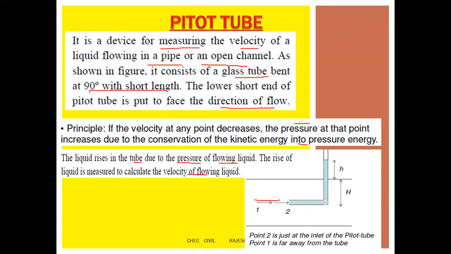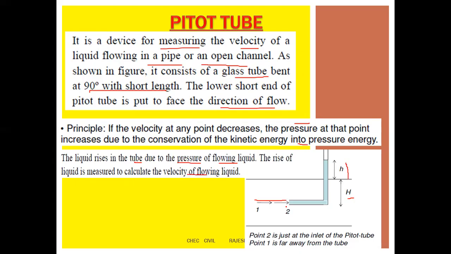See here, the flow is like this. So it is rising, the head. So the H is inside the water. From the ground level towards the top, it is a rising head. So point 2 is just the inlet of the Pitot tube. Point 1 is far away from the tube.